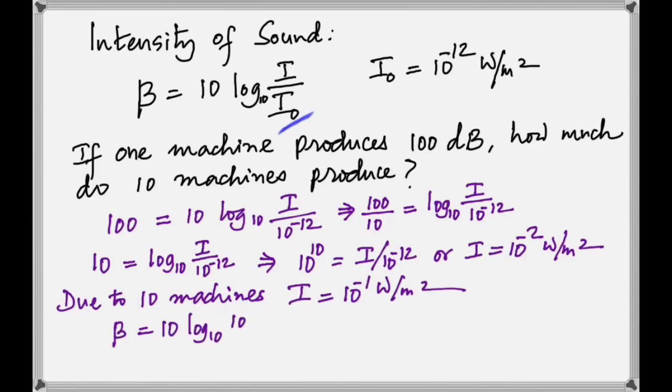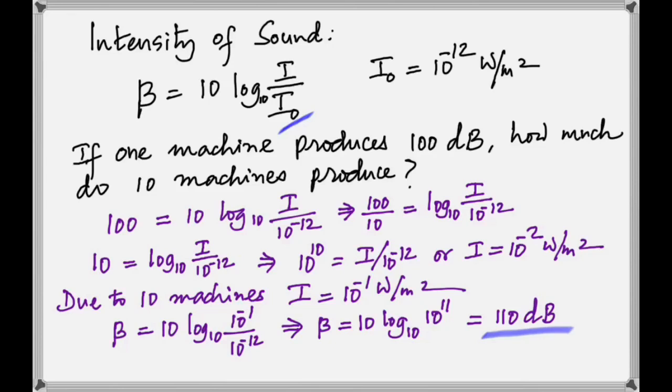When you do that, you get 110 decibels. That is 100 decibels by one machine, but 10 machines, they don't produce 1000 decibels, please. It's just 110 decibels.